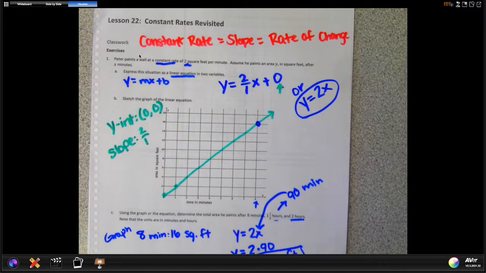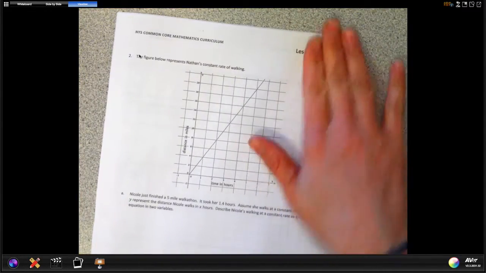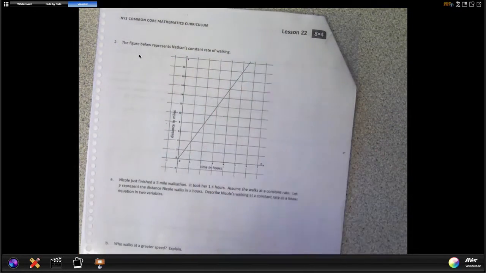I want to go over one more example, possibly 2. We'll see how long this video gets, to show more of how we're going to use these constant rates. So if you turn the page, you have number 2. Now I'm actually on page 132, and it starts with a graph this time. It says the figure below represents Nathan's constant rate of walking. Part A says now, Nicole finished a 5-mile walkathon. It took her 1.4 hours.